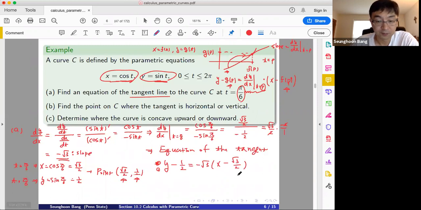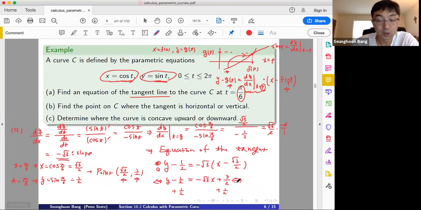Like this. Next, expand and simplify. This is the same as y minus 1 over 2 equals distribute negative root 3, negative root 3x. The negative root 3 times negative root 3 is positive 3 over 2. Next, you add 1 over 2 to both sides.